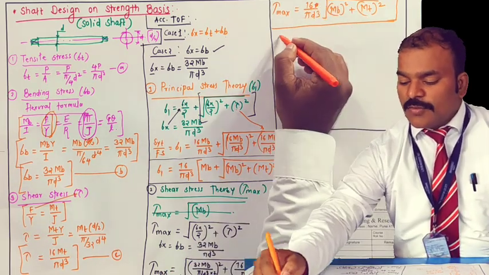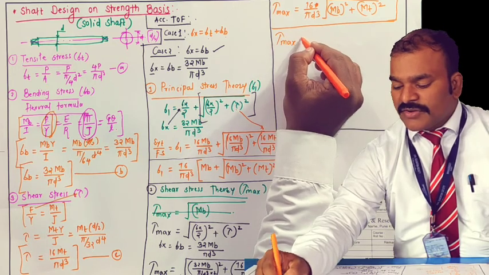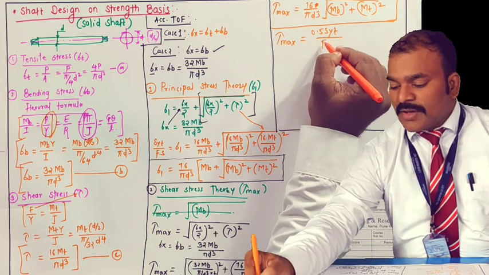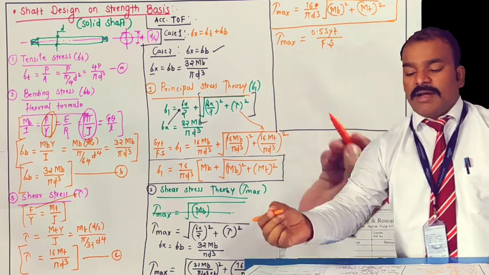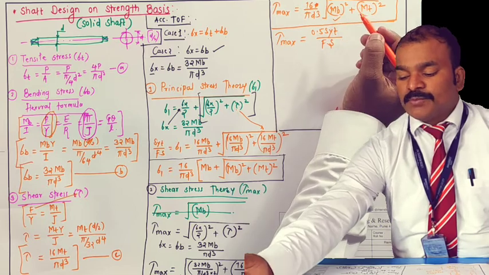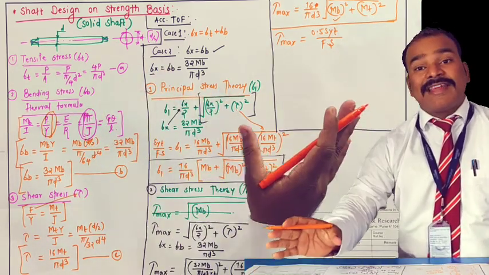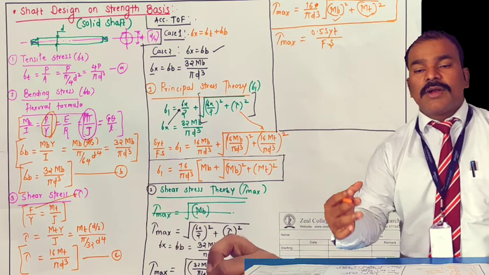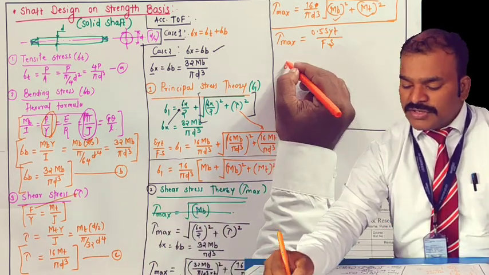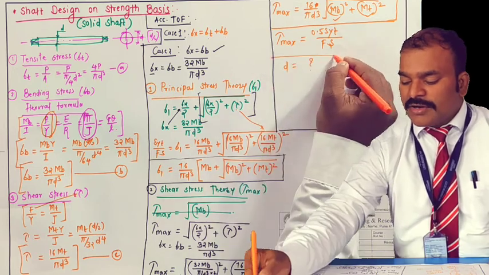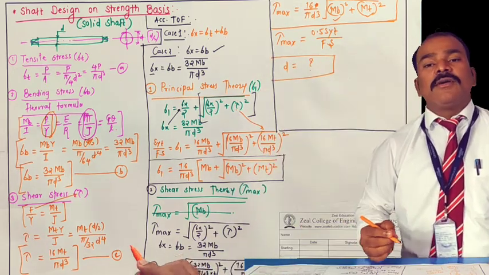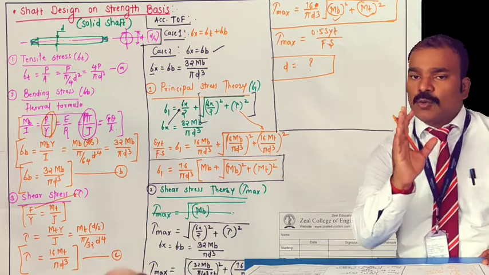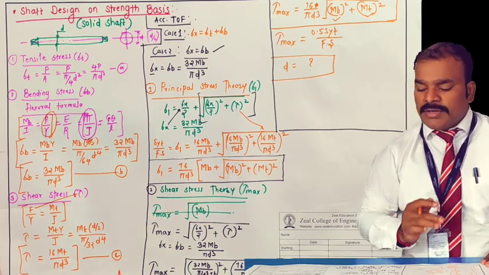Now here also tau max means it is the permissible shear stress, so it can be calculated by 0.5 Syt by FS, the factor of safety. Mb we can calculate by taking moments with respect to the shaft arrangement. Mt, the torsional moment, we consider as per the power and RPM of the shaft, through which we calculate the diameter, and that will be the design of the shaft. Design of the shaft means we only have to calculate the diameter of the shaft, keep that in mind, correct?